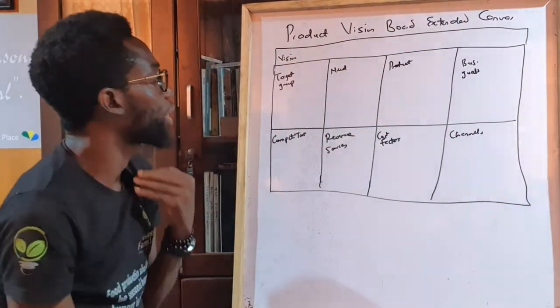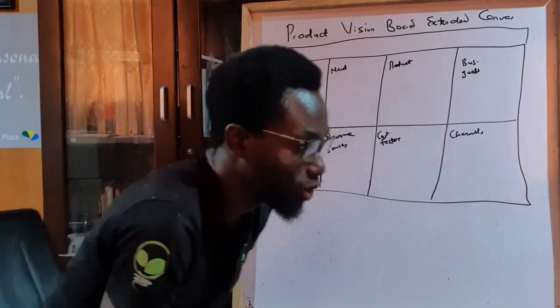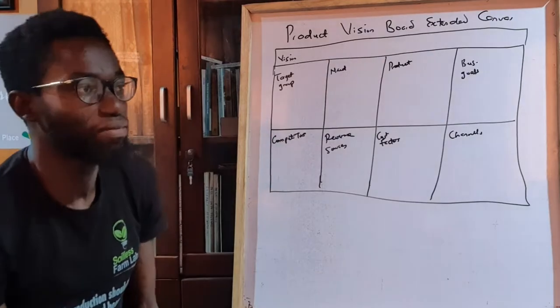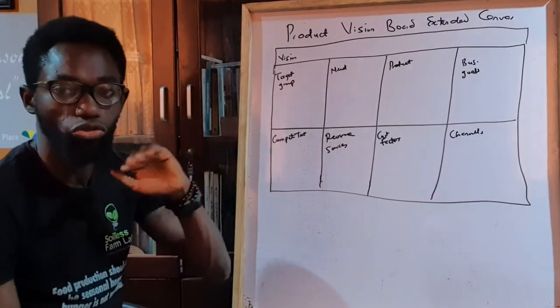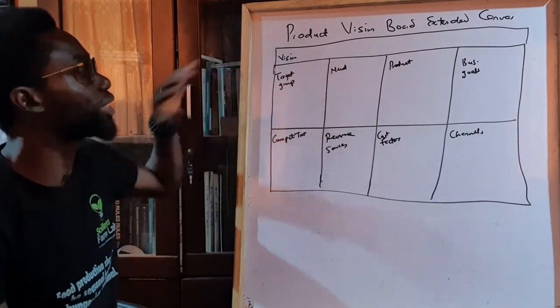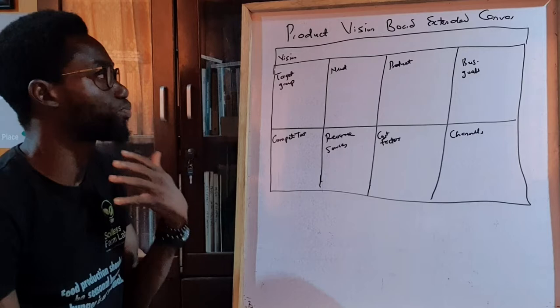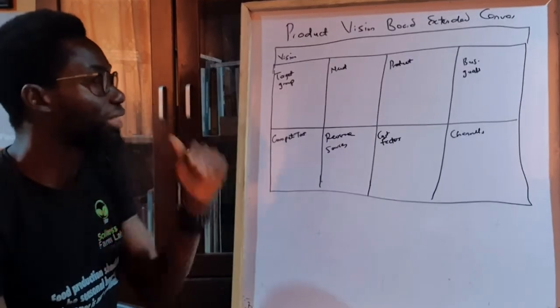So now we'll be looking at the product vision board extended canvas. In the earlier one, we were looking at those of us who already have a product idea in mind, and all you want to do is just draw a roadmap to launch. But this one, we want to look at how do you develop a product from scratch. So this is what we call the product vision board extended canvas.